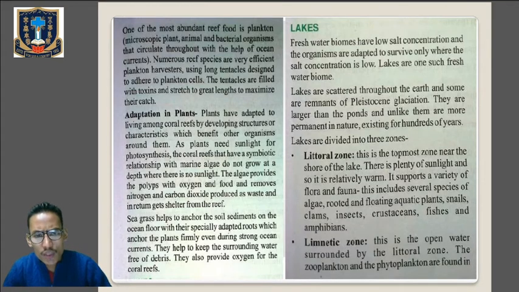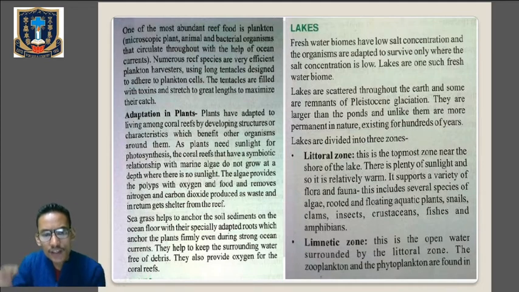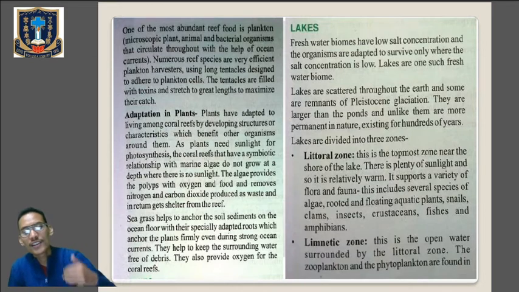Plants are adapted to live among coral reef by developing structures or characters which benefit other organisms around them. So what are the characters seen in the plants in the coral reef biome? Plants need sunlight to perform photosynthesis. The coral reef that has a symbiotic relation with the algae zooxanthellae does not grow at a depth where there is no sunlight, because this algae needs sunlight to perform photosynthesis. The algae provide the polyp with oxygen and food and remove nitrogen and carbon dioxide produced as waste, and in return get shelter from the reef.